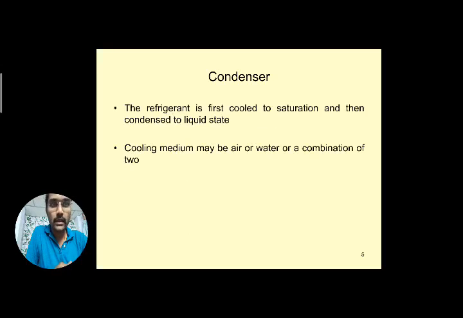Next, the condenser. The refrigerant is first cooled to saturation and then condensed to the liquid state. So here, as already told, the phase change is taking place from vapor form to the liquid state. The refrigerant is first cooled to the saturation point. It is actually in the stage of superheated vapor form, and it reaches the saturated liquid form, then the saturation will start and it completely converts into the liquid state. So that is the process happening in the condenser.